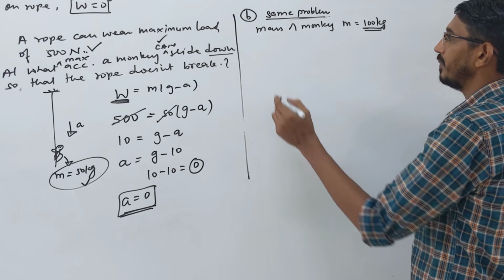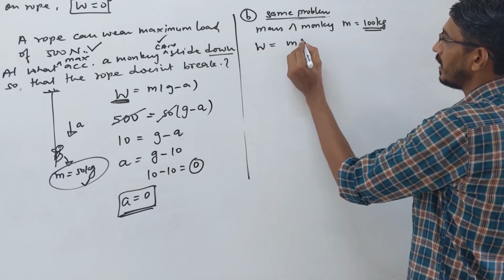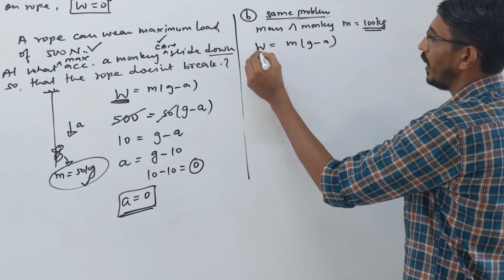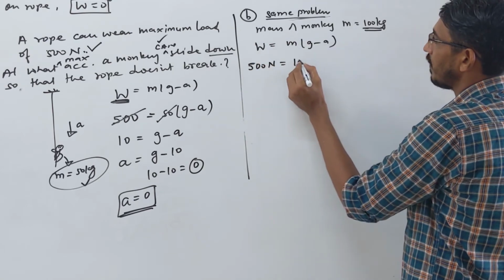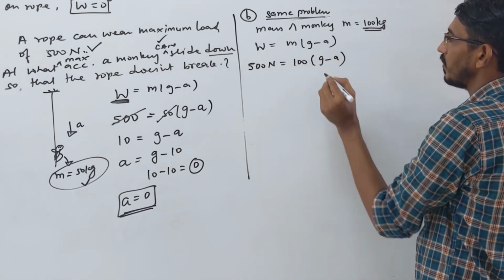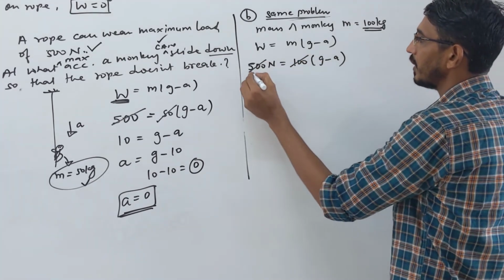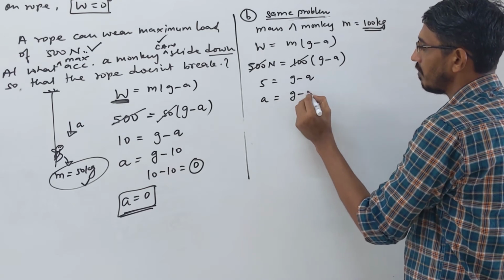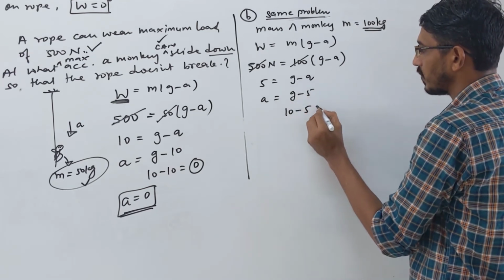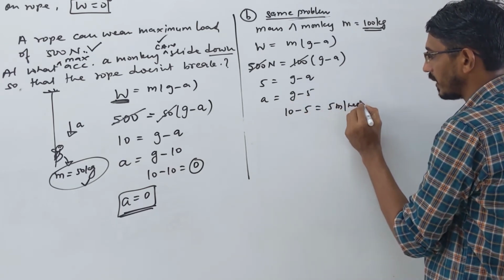In this case, what will happen? The formula will remain the same, the monkey is accelerating downwards, so m(g minus a). The maximum weight it can bear is given as 500 Newton. The mass of the monkey this time is 100, times g minus a. This goes here, 5 is equal to g minus a. So a becomes g minus 5. g is 10, minus 5, so 5 meter per second square.